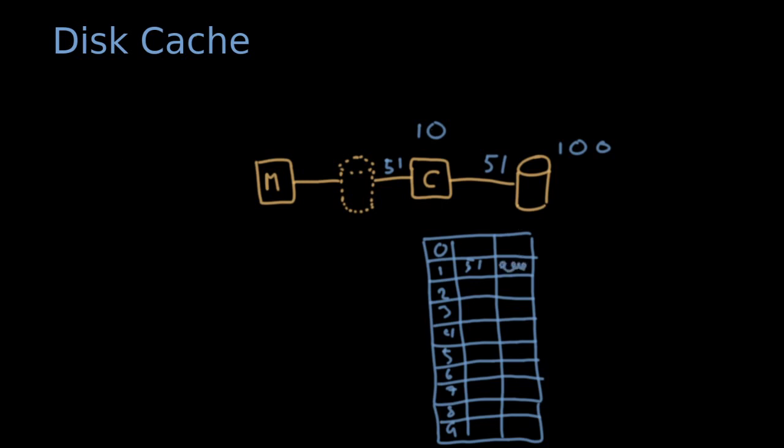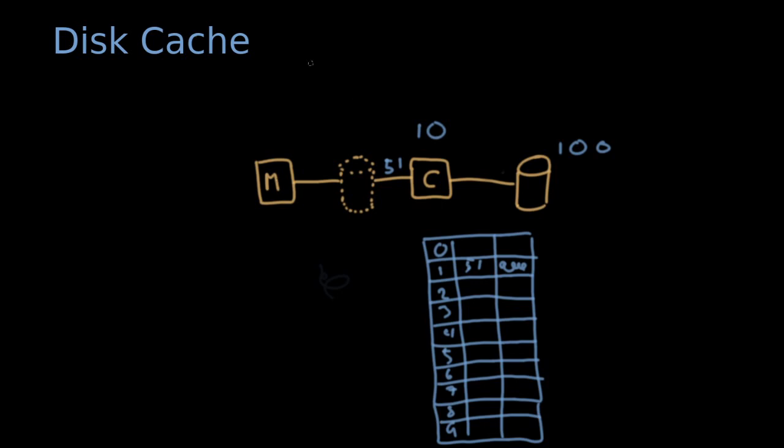So let's erase some of the history here. The next time the client asks for entry number 51, the cache will again do a modulus 10, get 1. It will look up in its table and see that yes, in entry number 1 we have cached disk entry number 51. So the data can be returned directly back to the main program.